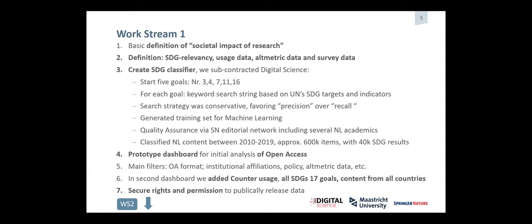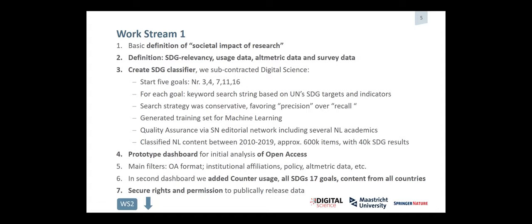And so in order to achieve this, we teamed up with our technology partner, Digital Science. We started with five goals as a proof of concept. These were SDG 3, good health and well-being, SDG 4, quality education, SDG 7, affordable and clean energy, SDG 11, sustainable cities and communities, and SDG 16, peace, justice, and strong institutions.